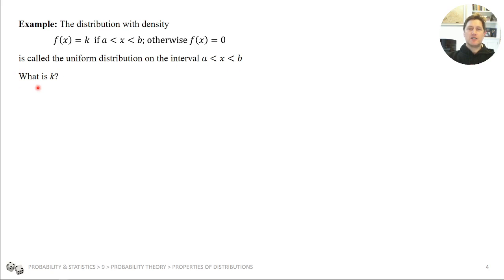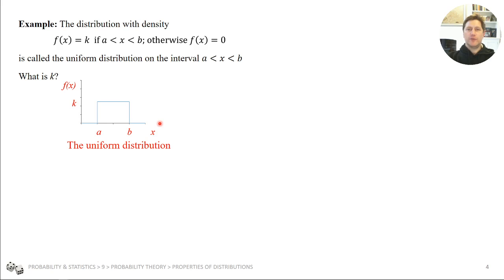So we want to study this distribution, and the first question is, what is k? We've said that this is a constant value, but what is it? Are we free to have any k we want, or does it have to be a particular value? So here we've sketched the probability density function. It's a step up and then a step down.